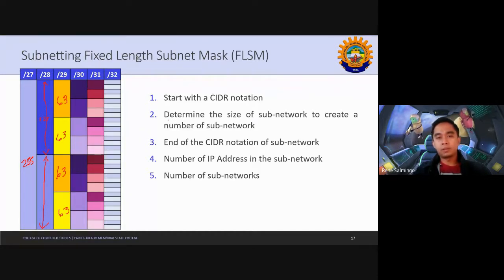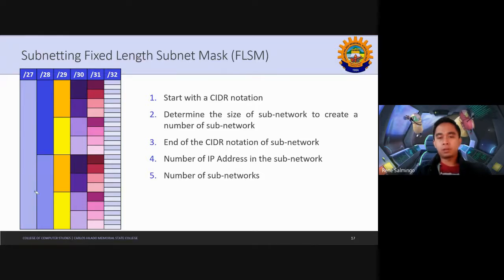So this is how you divide your fixed length subnet mask. That's how we equally divide each value. That's how important subnetting is, because you're not going to use all values. As I mentioned, you're not just going to create your own IP address, but you need to allocate a specific IP address for the network. And at the end, you have your CIDR notation, the number of IP addresses in the subnet network, and the number of subnetworks.